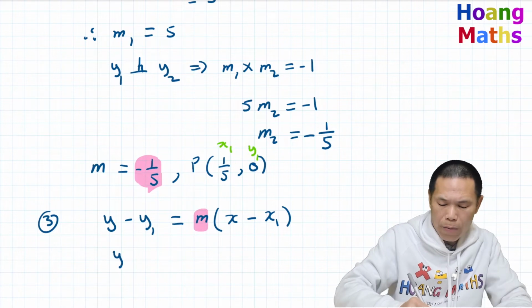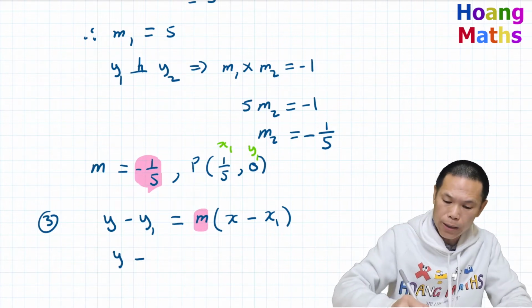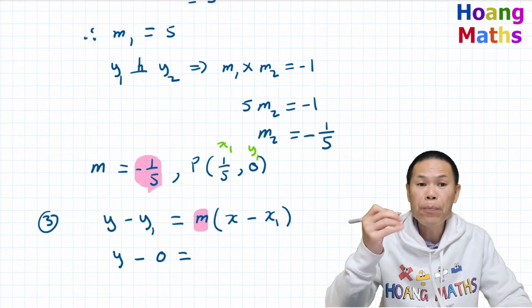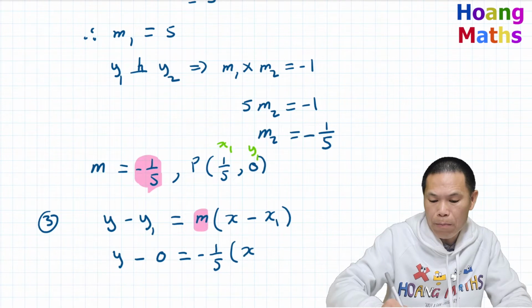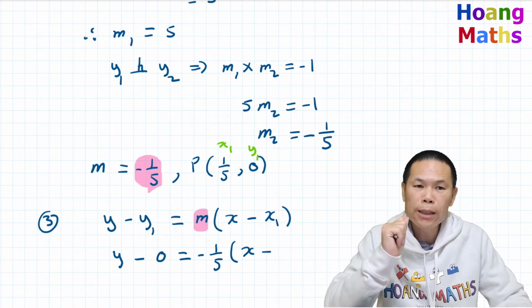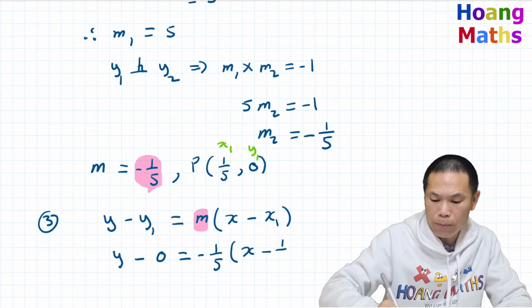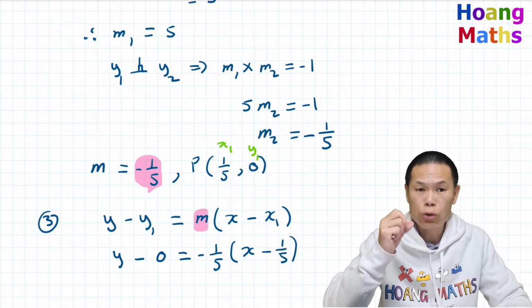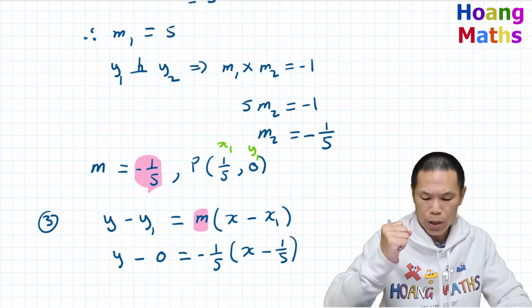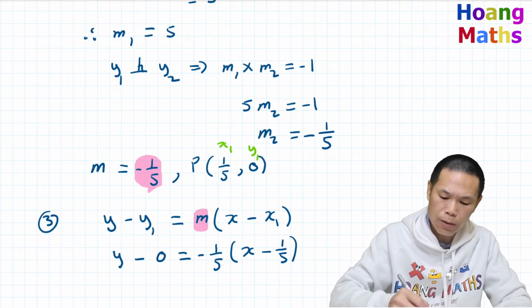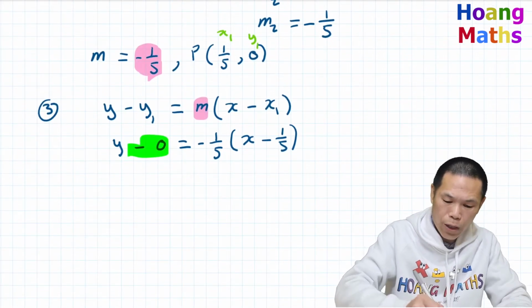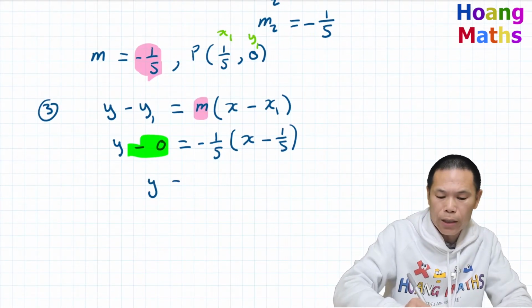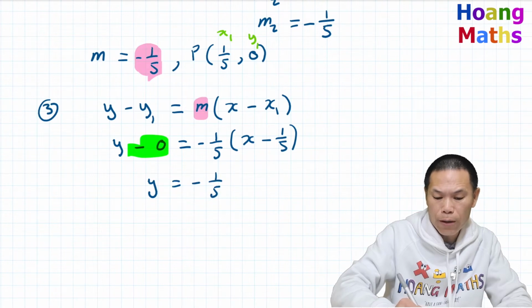So y minus y1, which is 0, equals m. M is -1/5, so -1/5, and x minus x1. And x1 is 1/5, so -1/5. So there you go. What I do is simplify it further. To simplify, we know that minus 0 is just 0, right? So the right hand side will give me y is equal to -1/5 x minus 1/5.